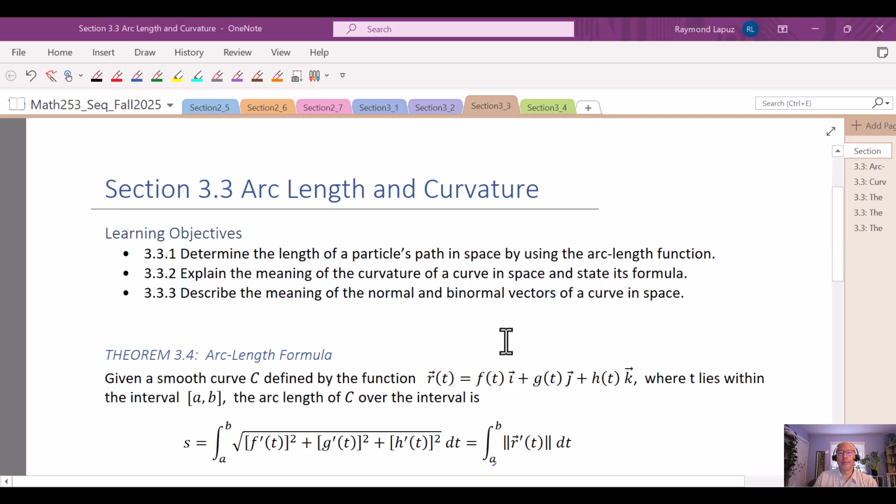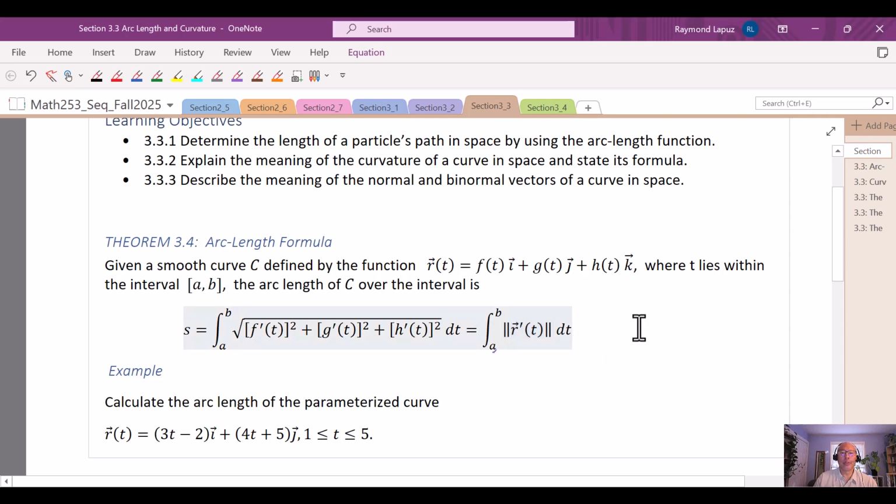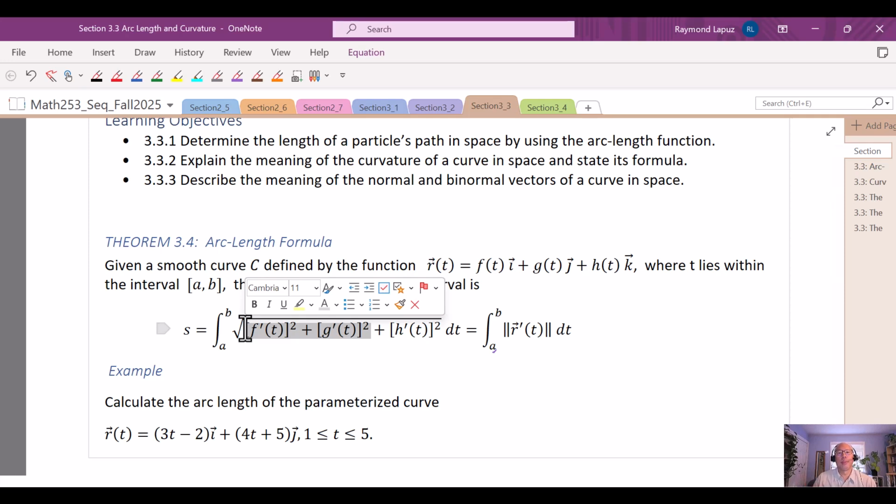The arc length formula is very similar to the arc length formula that we saw when we were studying parametric equations. There, we had the square root of x prime squared plus y prime squared, and we integrated that from the starting and ending point. Now, in 3 dimensions, we just add a third component, z prime. So it's the square root of x prime squared plus y prime squared plus z prime squared.